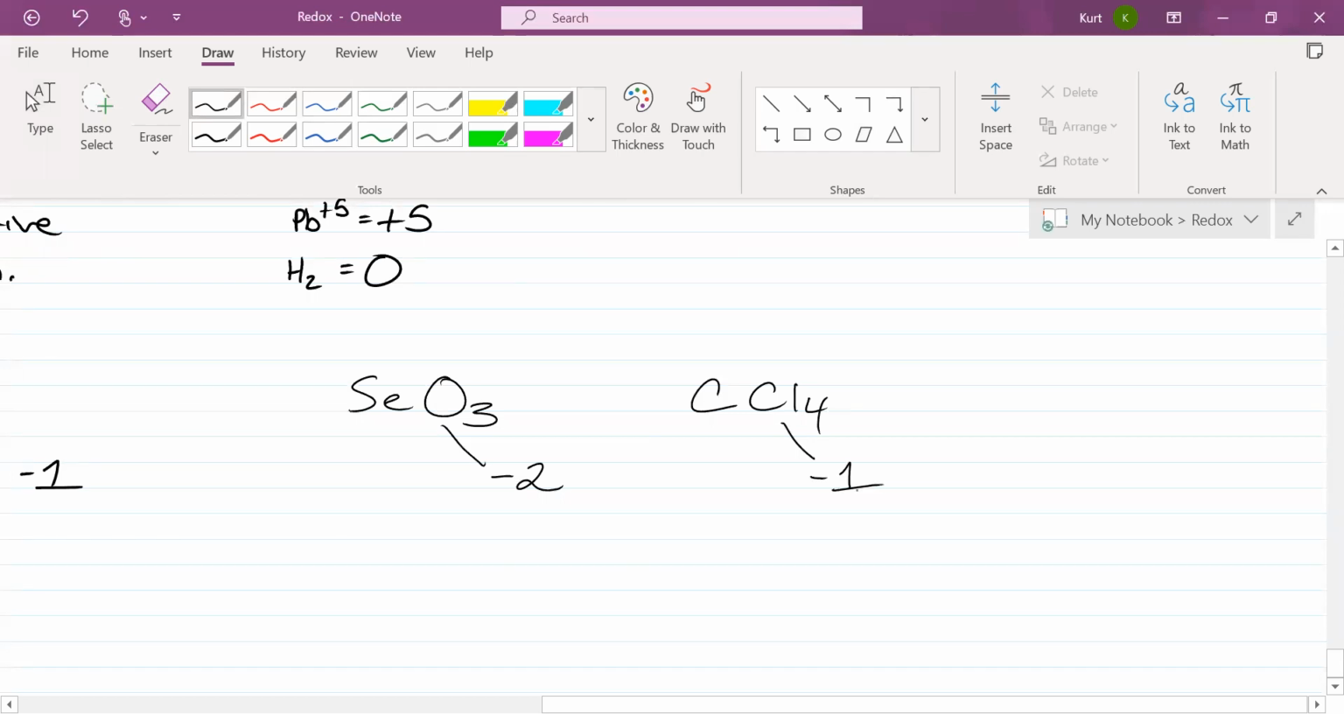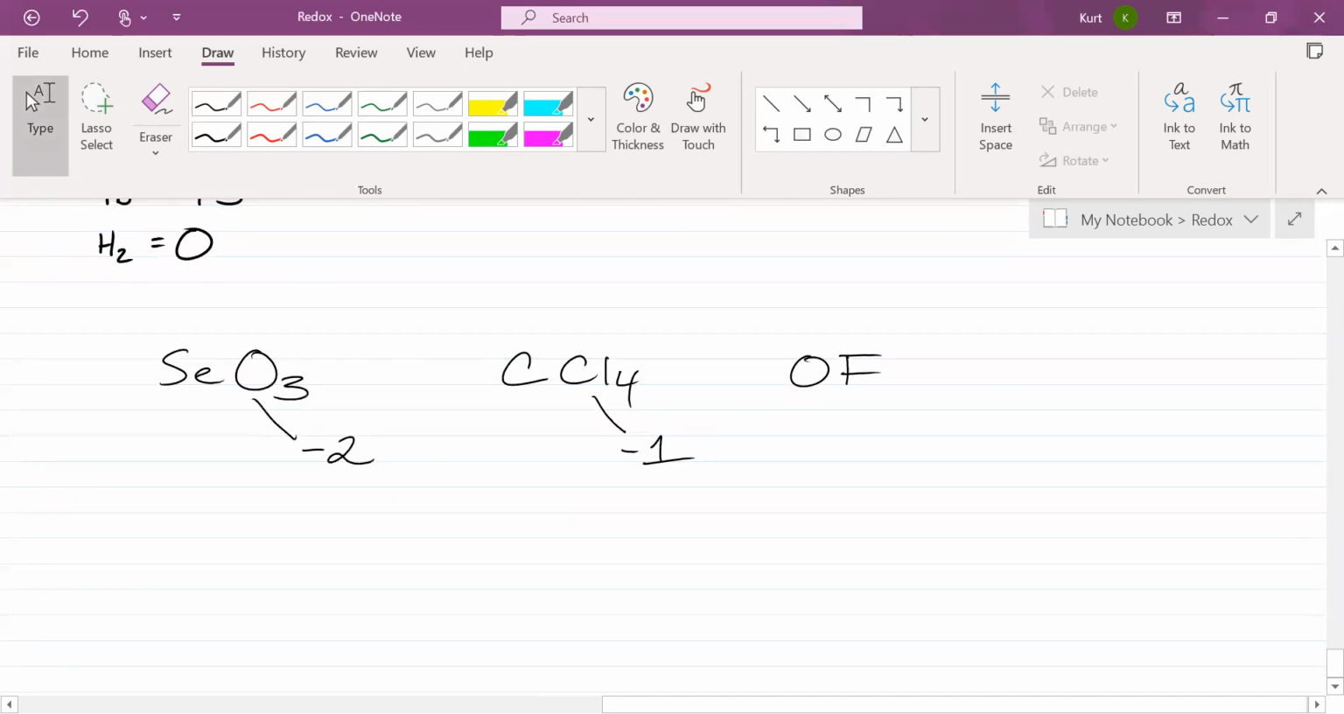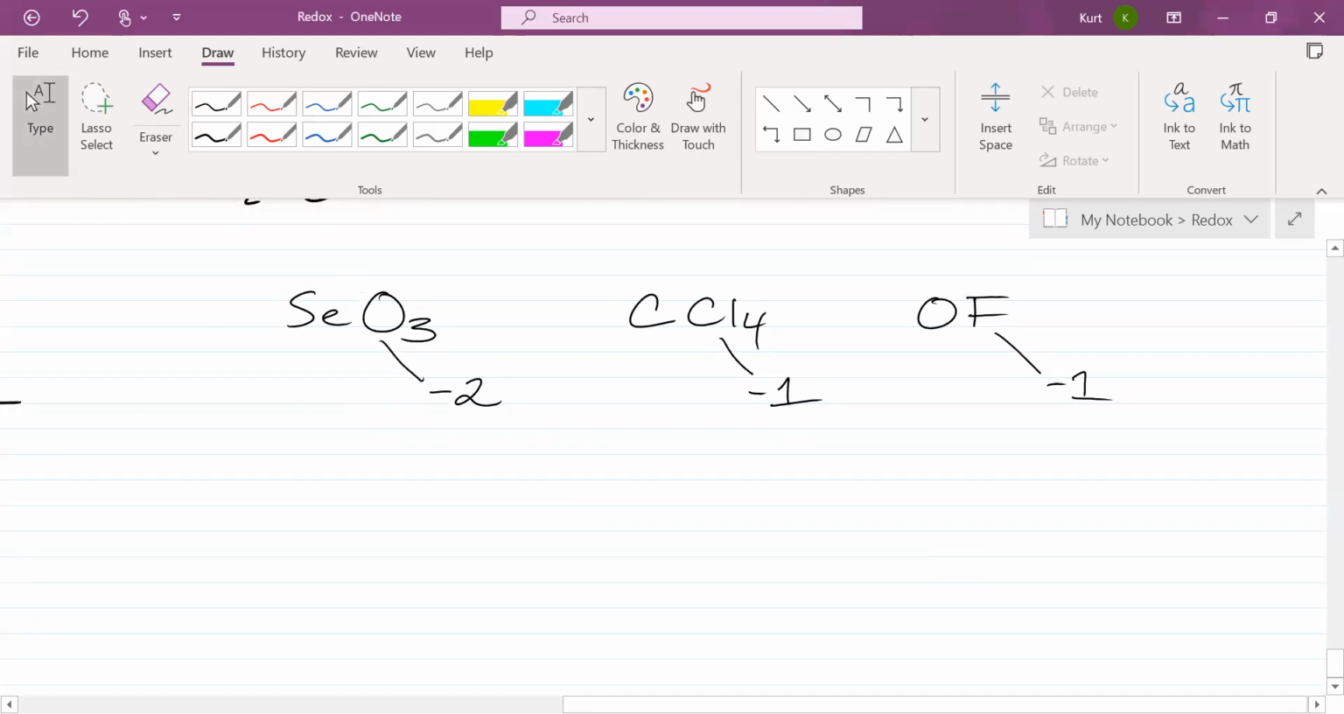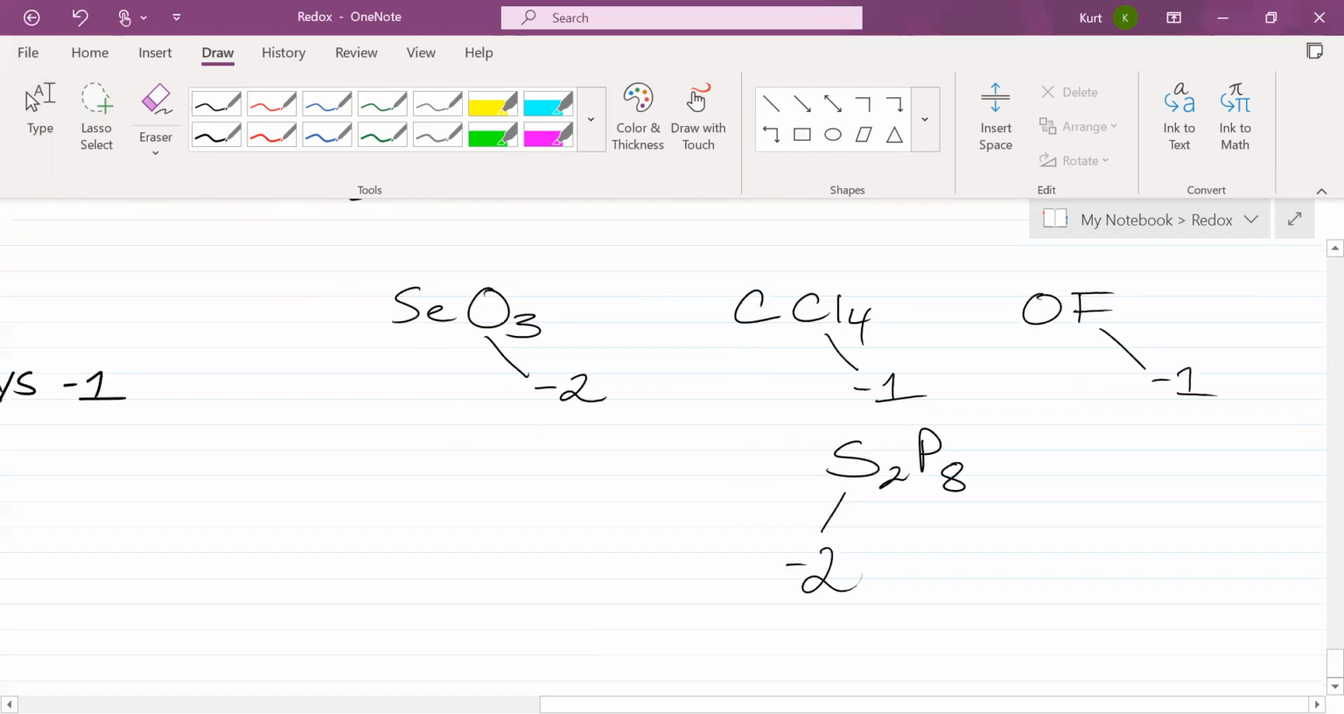Next. OF, oxygen fluoride. What's more electronegative? So what is its oxidation number? Right. Derek. Let's see the last one we have. S2P8. I just made that up. What's more electronegative, sulfur or phosphorus? Sulfur. So what is the oxidation number of sulfur? -2. Got it. All right, good.